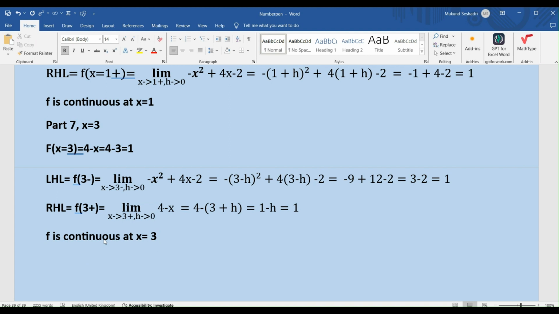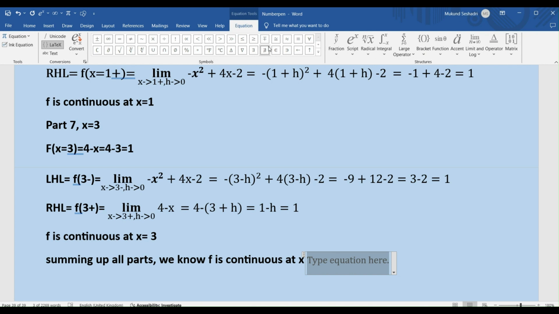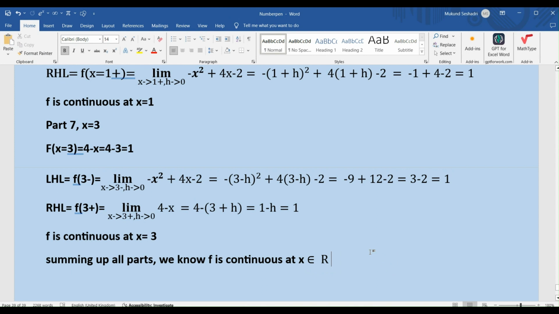And what are we left with? Are we left with any other points to examine? The answer is no. So here we have a function which is continuous at x belonging to R. Summing up all parts, we know f is continuous for x belonging to R. So that's how we solve this problem.